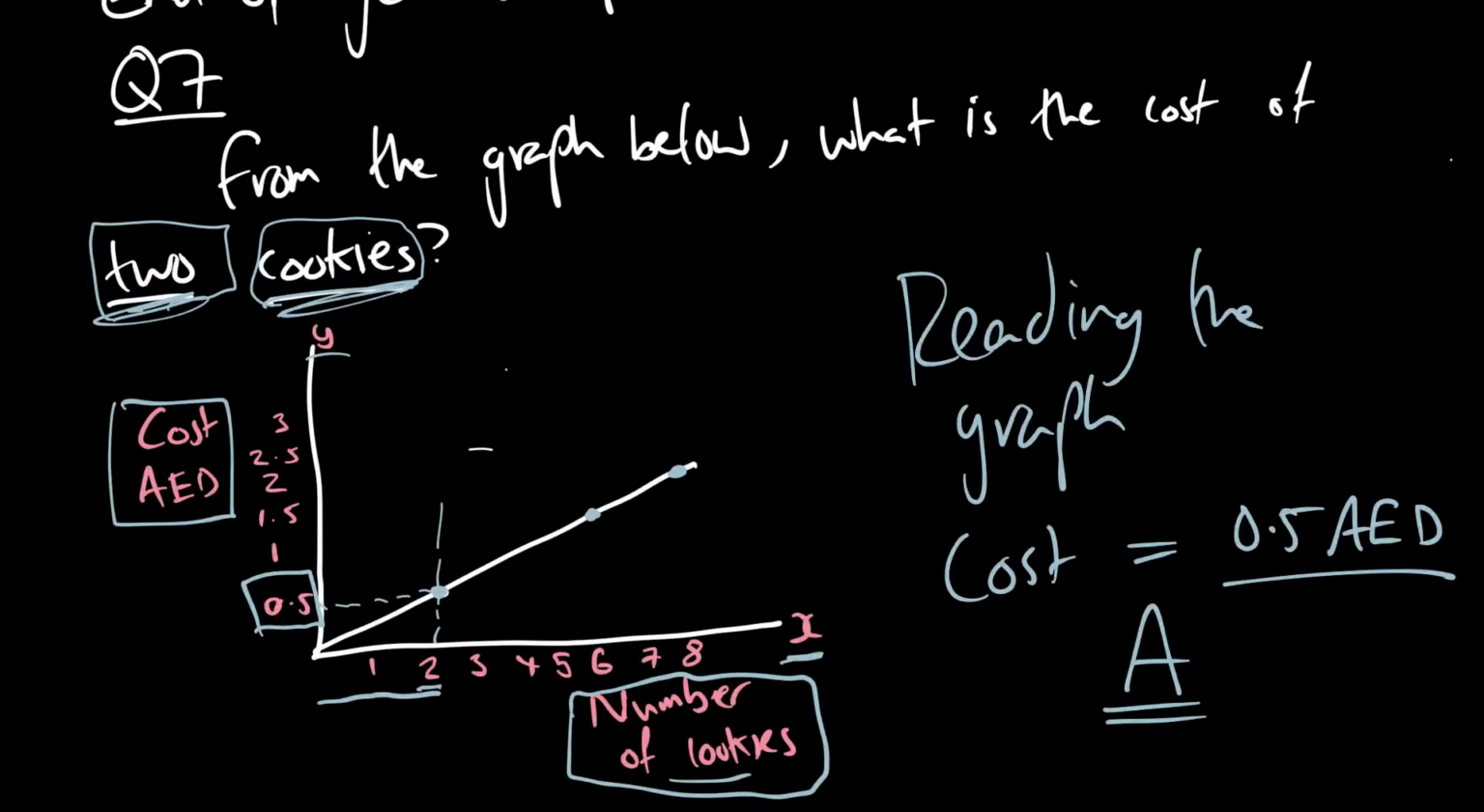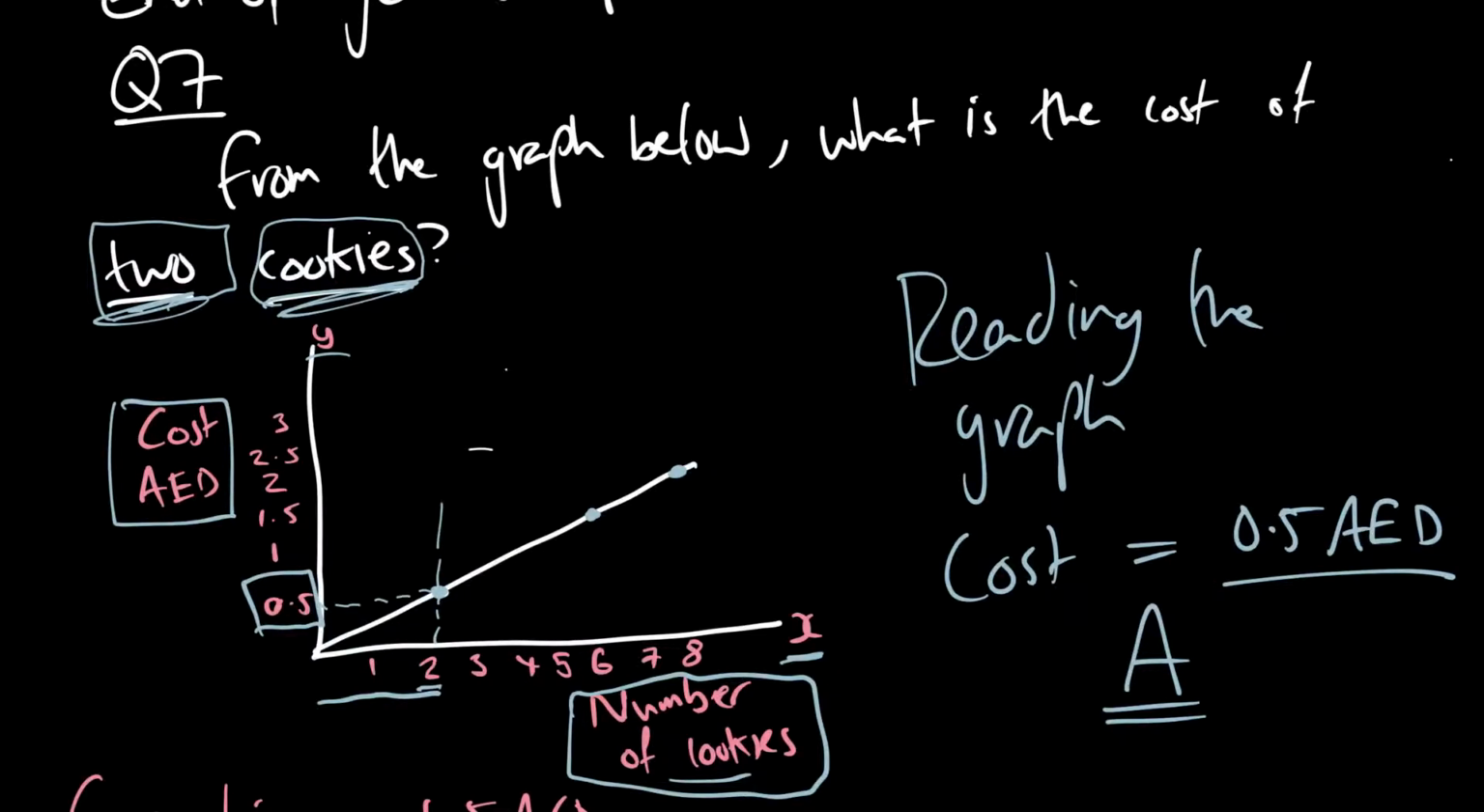Now, if I was to ask you what is the cost of 6 cookies, what you would do is you will go across the bottom to where it says 6, then you will go up to where it meets the line. After you go to this point, you will go across to the cost, and you will see it's 1.5 dirhams.